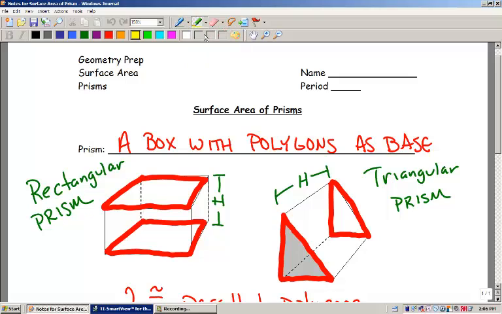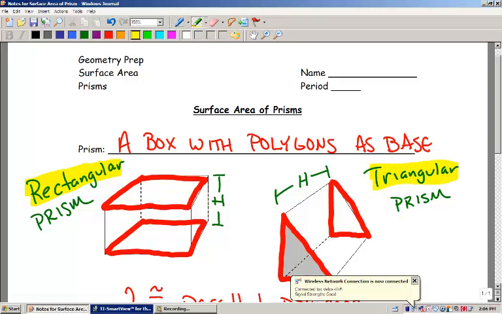The first one on the left is called a rectangular prism. And it's called a rectangular prism because the bases are going to be rectangles. The one on the right is called a triangular prism. And it's called a triangular prism because the bases that we are going to use are the triangles.